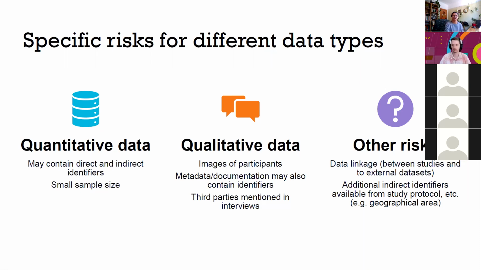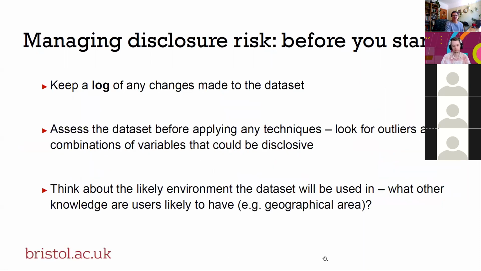So these are the kinds of things that you need to be aware of. Okay, so in terms of thinking about how to reduce that disclosure risk, what I'm going to talk about now is the three main ways that we can think about anonymisation. And essentially, these are the main things you want to be thinking about.